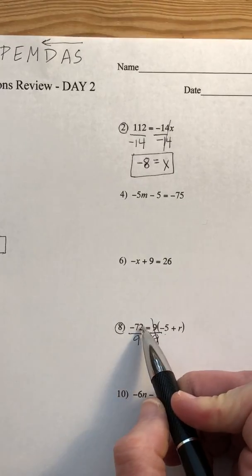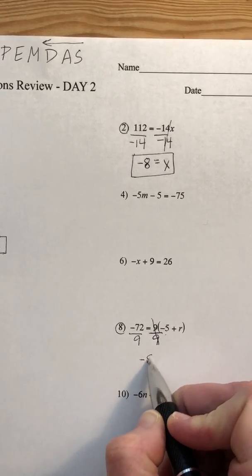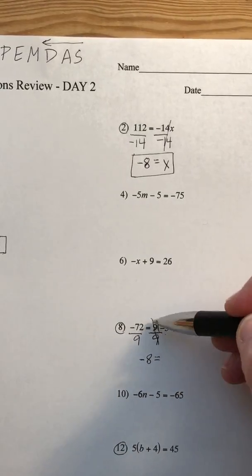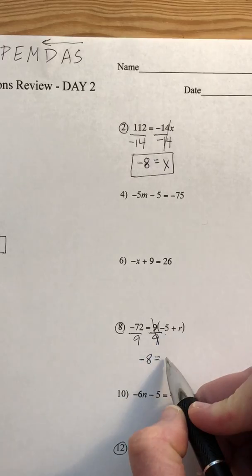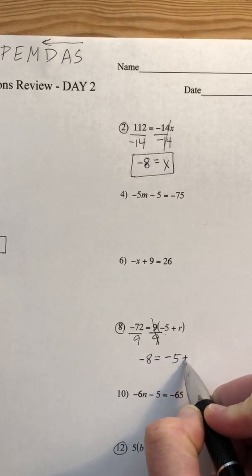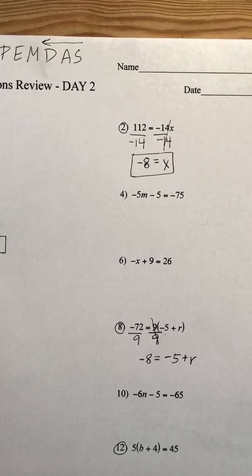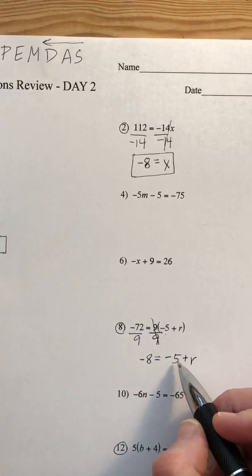Okay, negative 72 divided by 9 is going to give us negative 8 equals, like I said, these cancel out because 9 divided by 9 equals 1. And we're going to bring down our negative 5 plus r. All right, so what's our next move here? We got to get that r by itself. So we need to get rid of that negative 5.